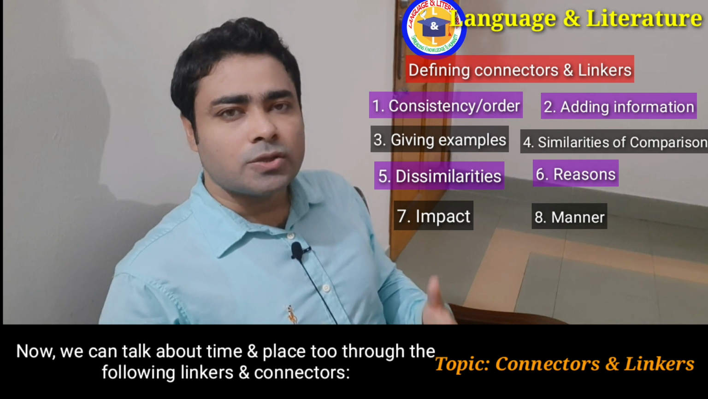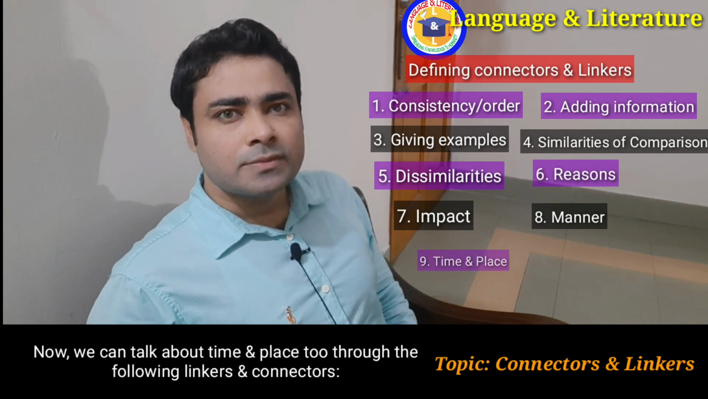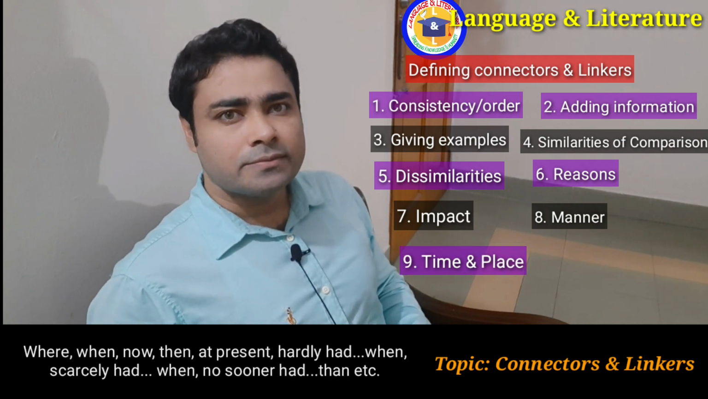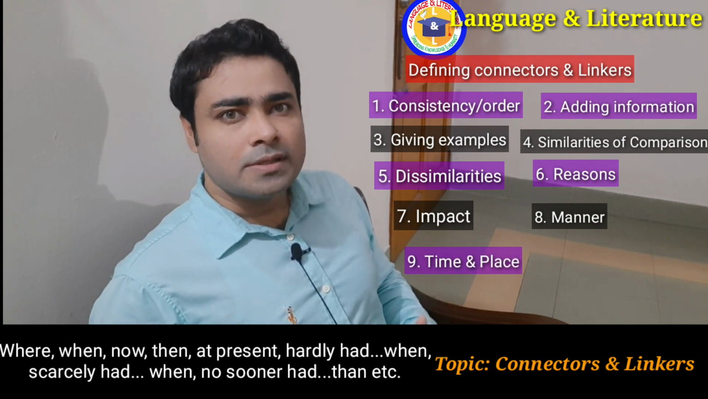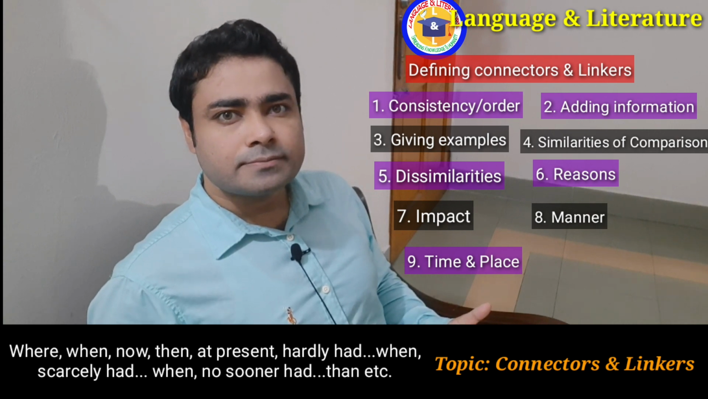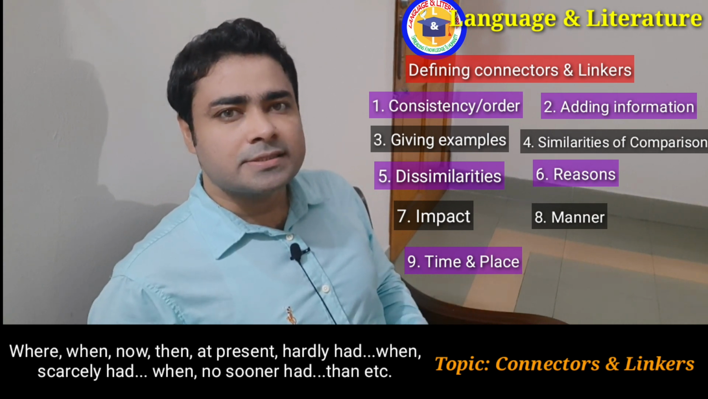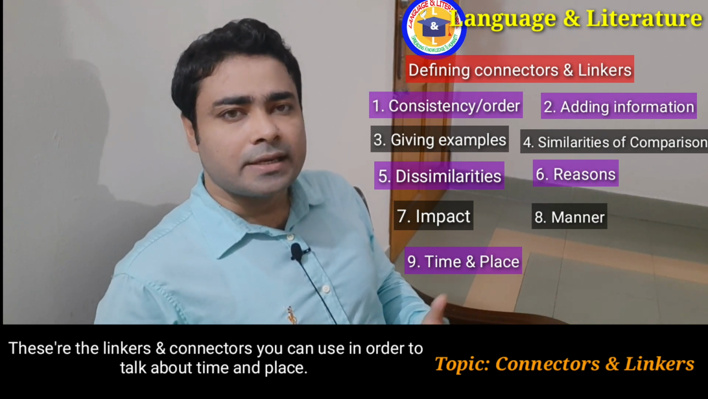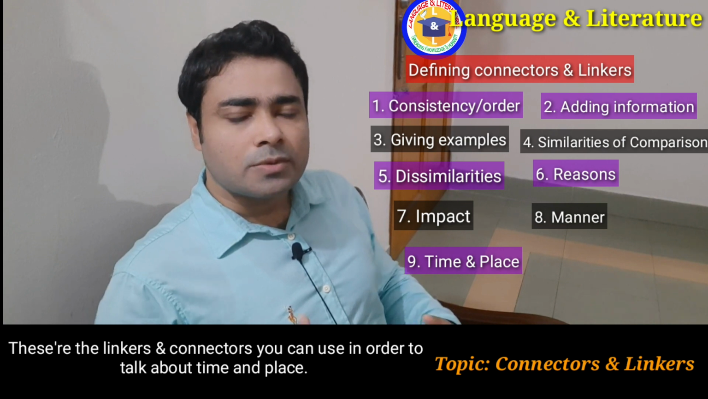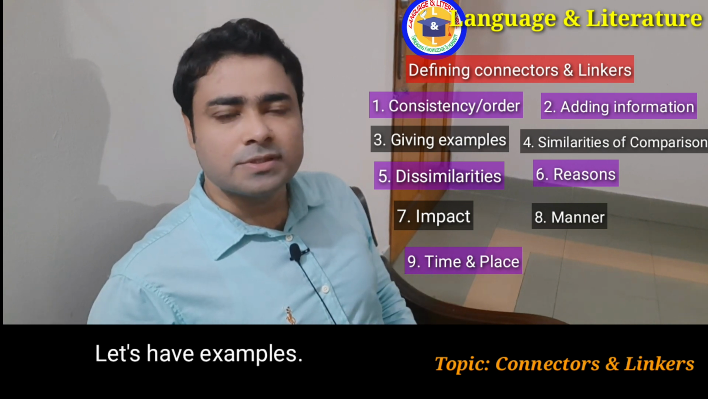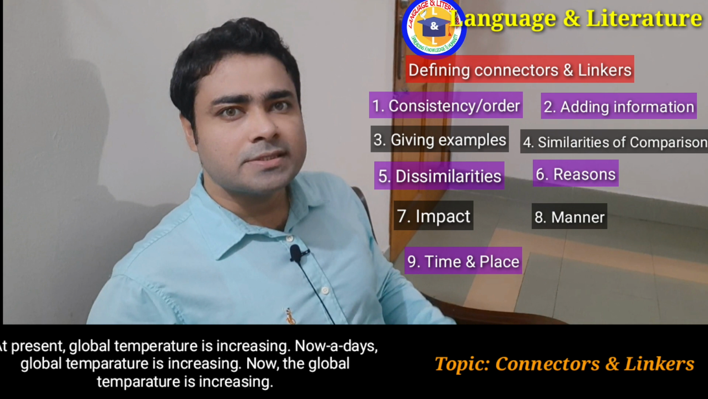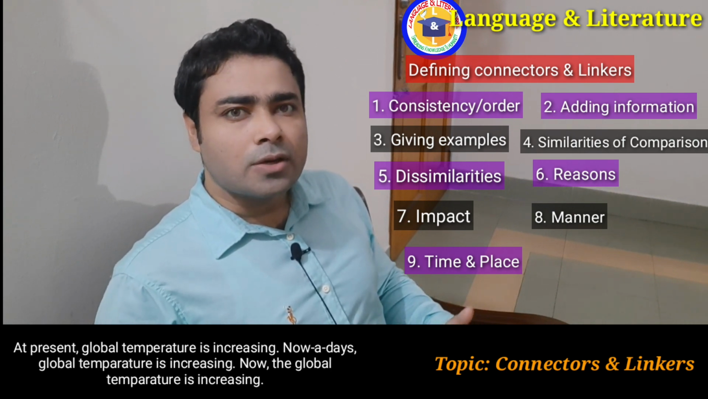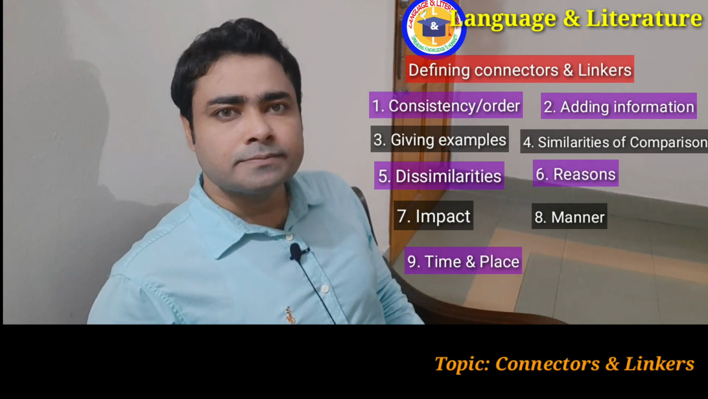Now we can talk about time and place too through the following linkers and connectors: where, when, now, then, at present, hardly had, scarcely had, no sooner had. And these are the linkers and connectors you can use in order to talk about time and place. Let's have examples. At present, global temperature is increasing. Nowadays, global temperature is increasing. Now, the global temperature is increasing.